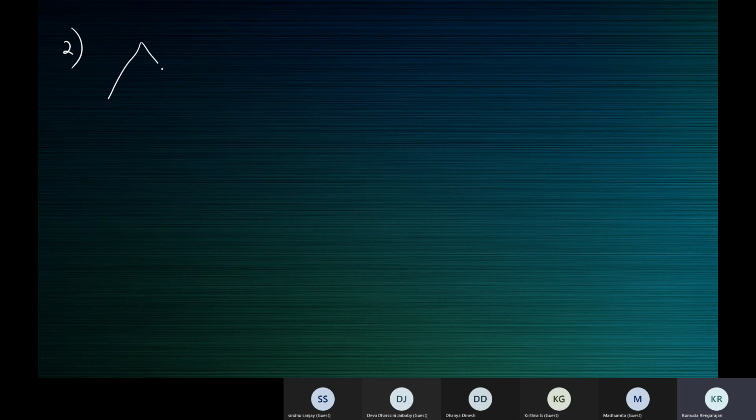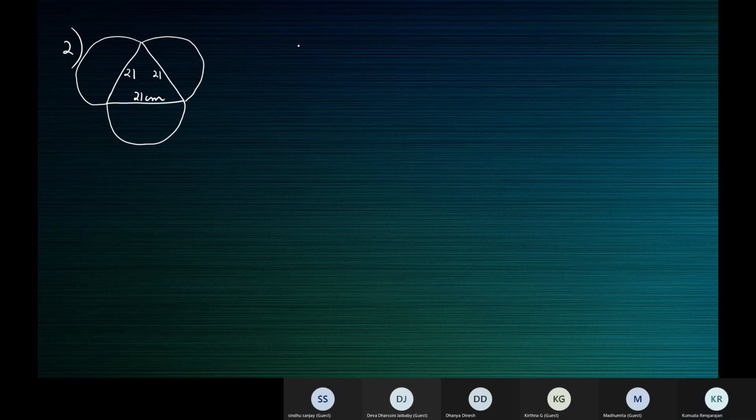This one is an equilateral triangle. And on the sides of the equilateral triangle, we have semicircles. Semicircles are described on each side of the equilateral triangle. Let's say the side of the equilateral triangle is 21 centimeters. Find the perimeter of this figure.